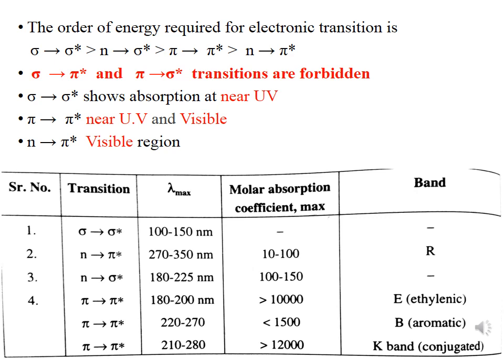E band is ethylenic band. It comes in 180 to 200 nanometer. B band means benzene or aromatic band, 220 to 270 nanometer. And K band, when there is a presence of conjugation, then 210 to 280 nanometer.